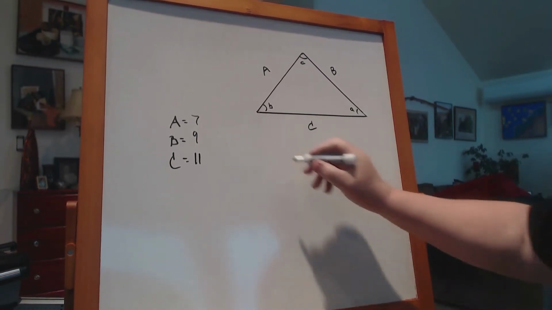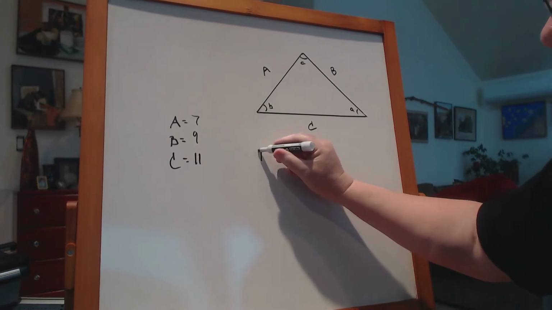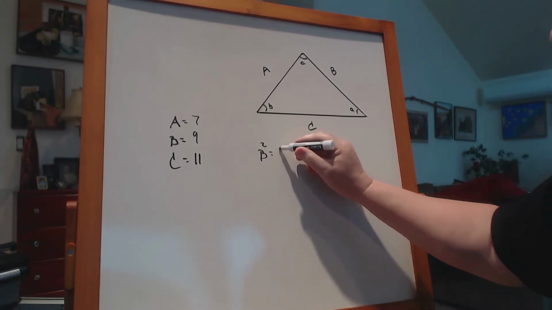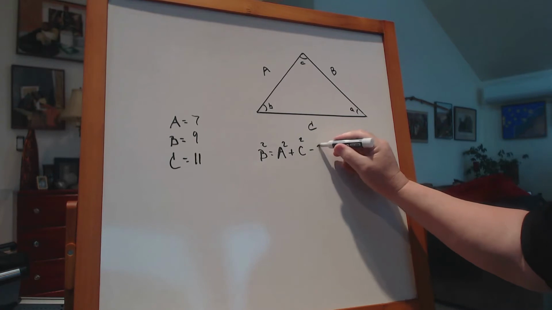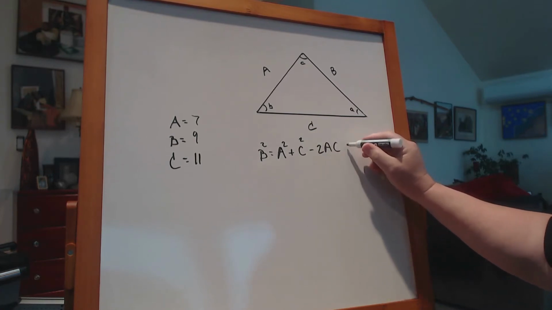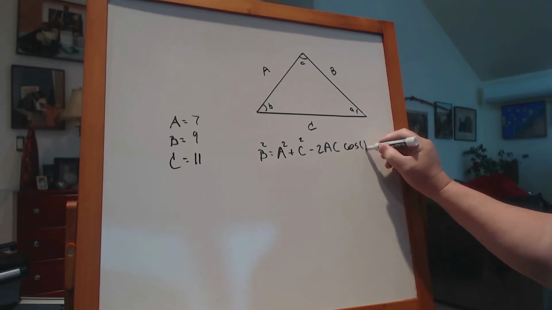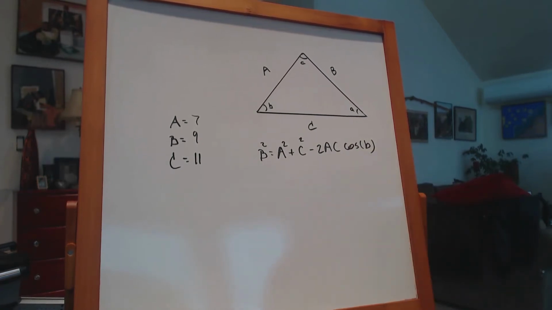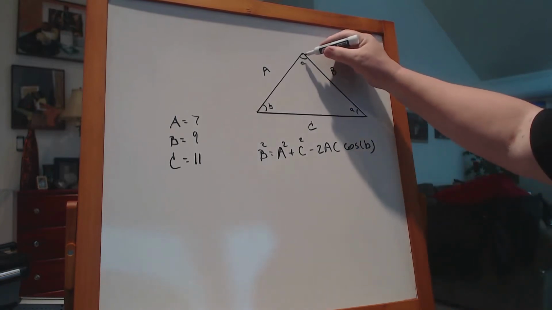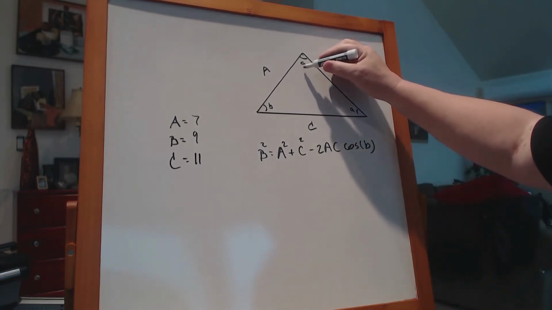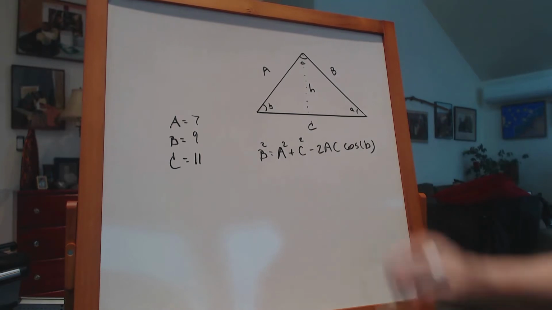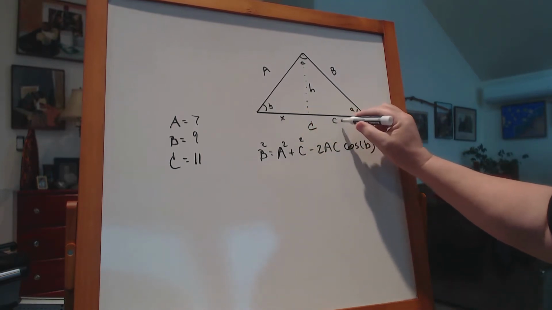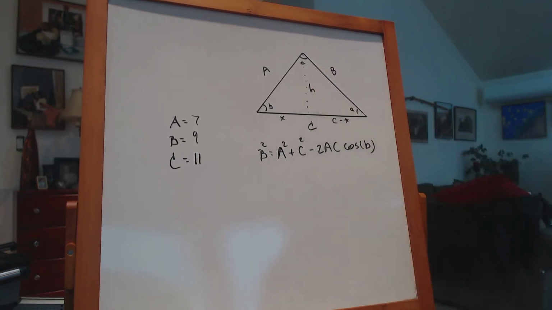So the law of cosines, remember, is b squared equals a squared plus c squared minus 2ac cos B. And we had derived that formula from dropping a vertical down and then applying the Pythagorean theorem to the two triangles. And that's how we got this formula.